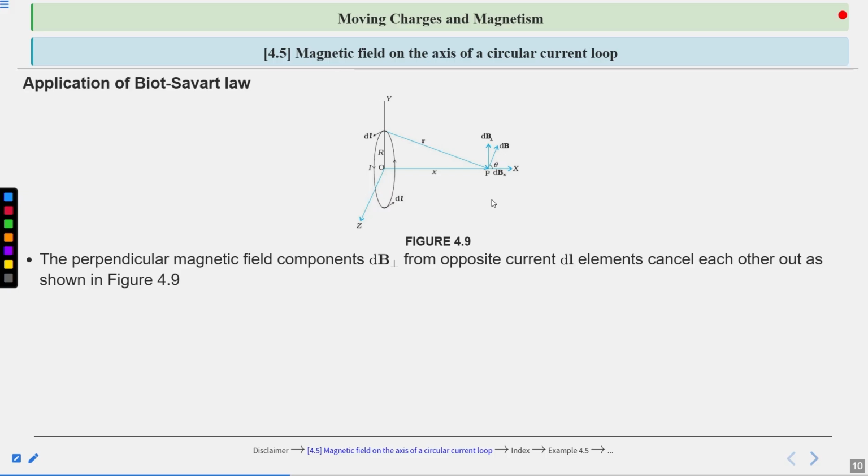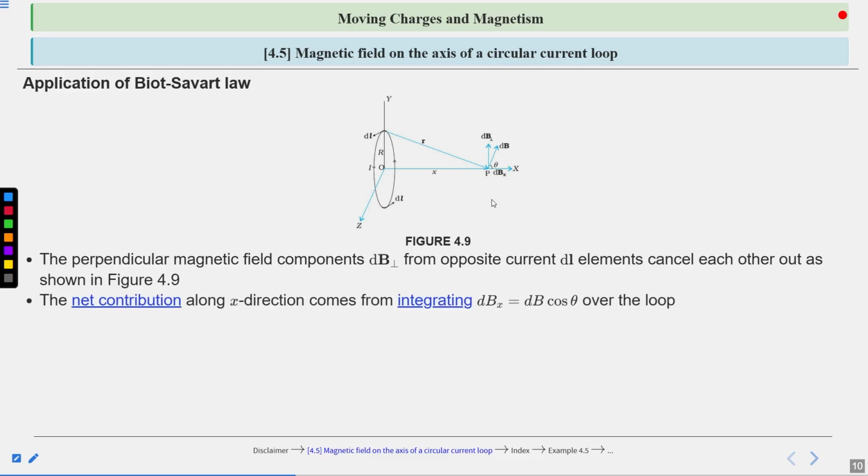The perpendicular magnetic field component dB perpendicular from opposite current dl elements cancel each other out, as shown in figure 4.9. So all the perpendicular components will be cancelled out, like it is written. The perpendicular magnetic field component dB perpendicular from the opposite current element existing exactly opposite to that element, due to the symmetry of the loop, cancel each other out as shown in figure 4.9.